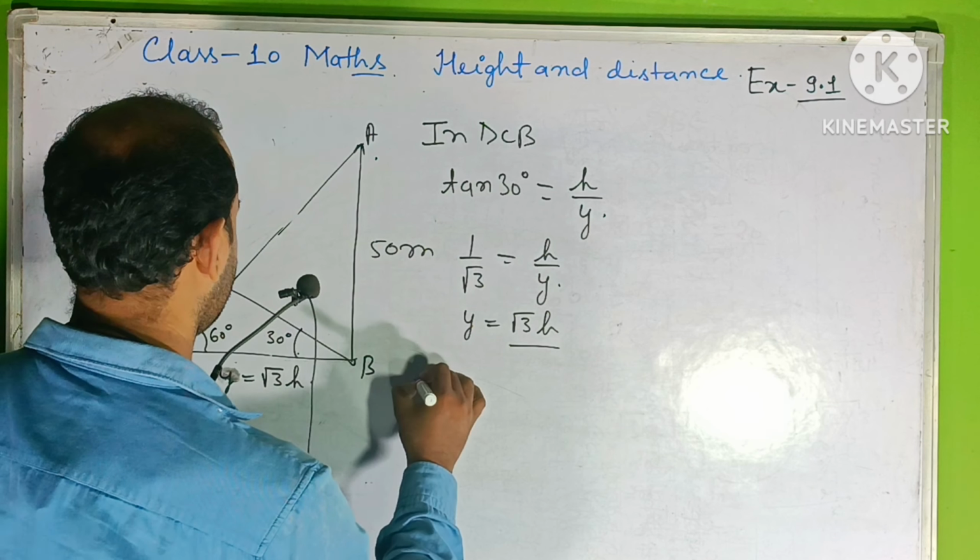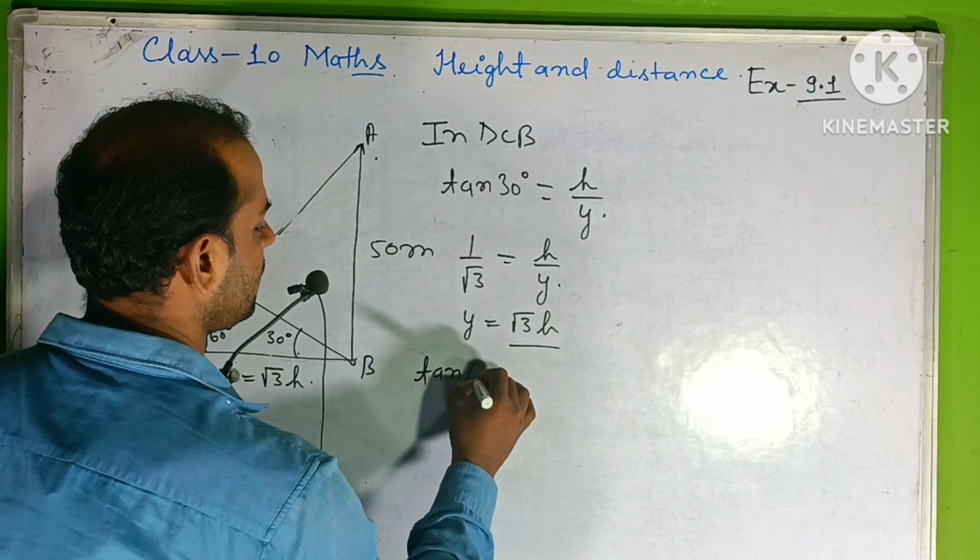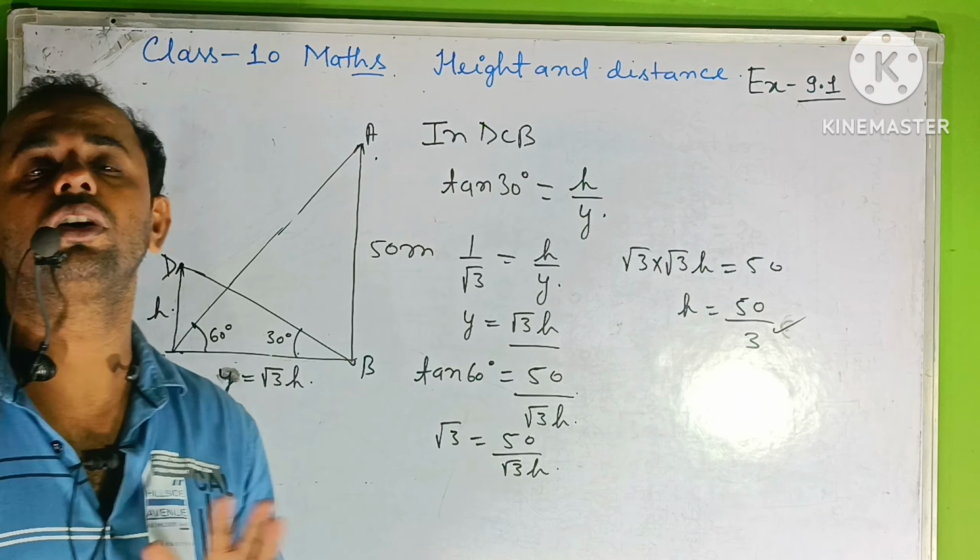Now we will use the formula in this one. tan 60 degrees is equal to perpendicular 50 upon base root 3 h. We have to calculate the value of h only. The value of tan 60 is root 3, so root 3 into root 3 h is equal to 50. So I think it will become 50 by 3. 50 by 3 is approximately a fair and good answer. So you are not supposed to solve anything beyond this.